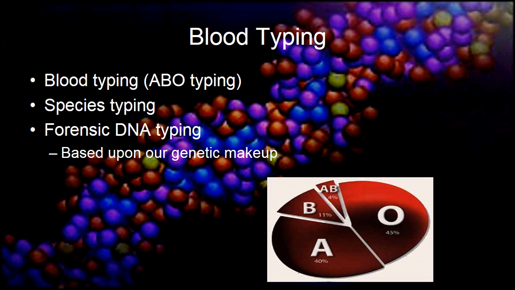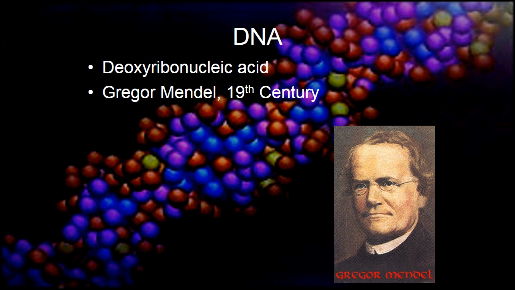And forensic DNA typing is something we look for. Obviously, it's our genetic makeup. It's also known as deoxyribonucleic acid. You may remember Gregor Mendel from your middle school science courses, where he talked about how DNA gives you blue eyes or green eyes or whatever it may be, and also changes plants and things of that nature.